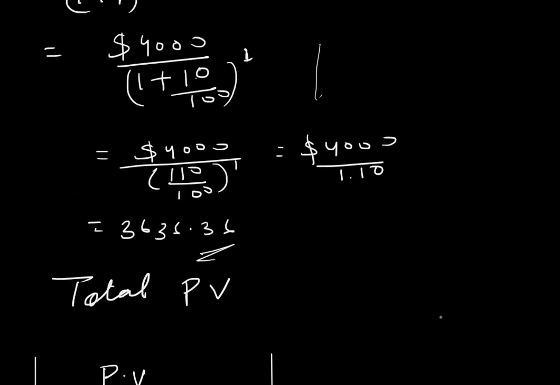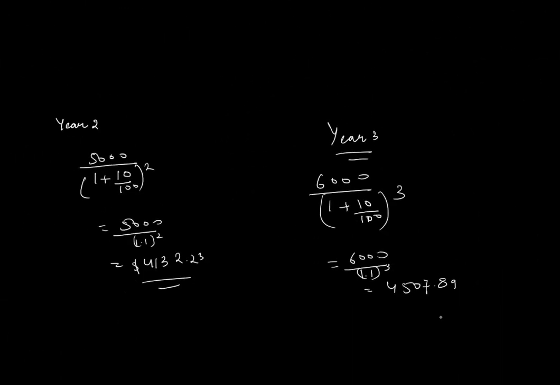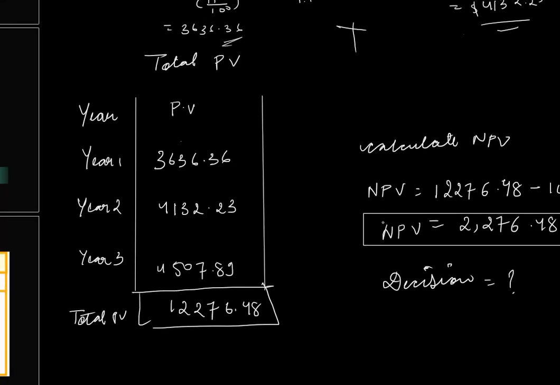Now we have got the present value for all 3 years. For the first year we have this one, then for the second year and the third year. Now we are going to add all these present values. After adding these present values, we're going to get $12,276.48.